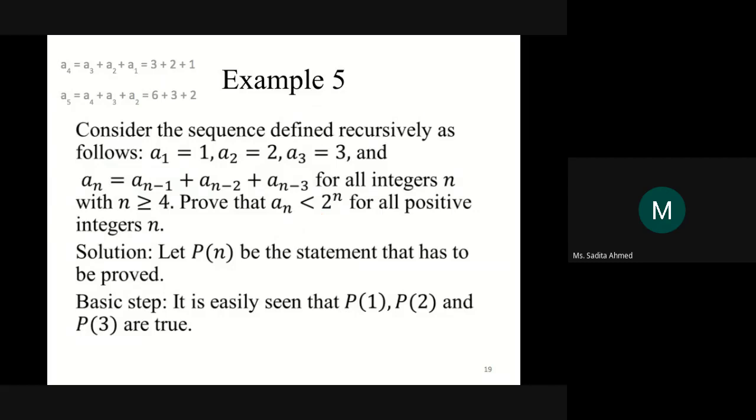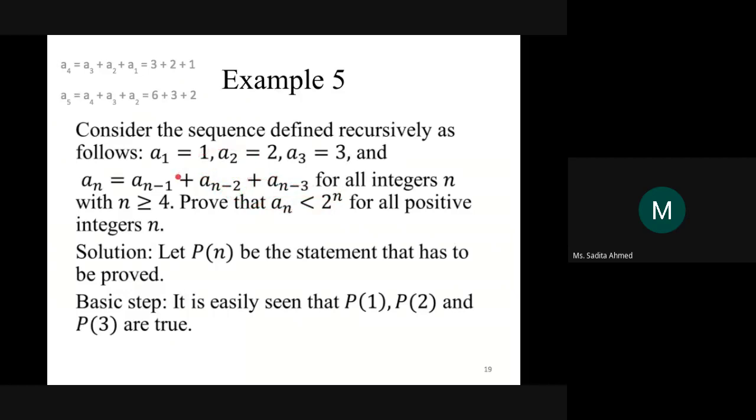Okay, so we have to prove that a_n is less than 2 to the power of n, and we have to do that for all positive integers n. This is the one we have to prove. So for this proof, what is our lowest value of n? Do you guys not understand my question? See, what do we have to prove? We have to prove that a_n is less than 2 to the power of n for this sequence.